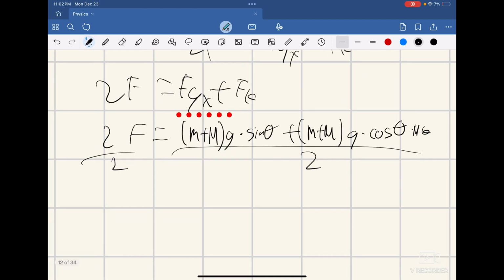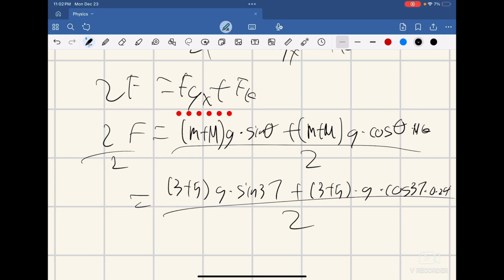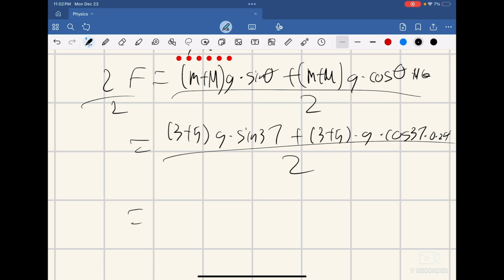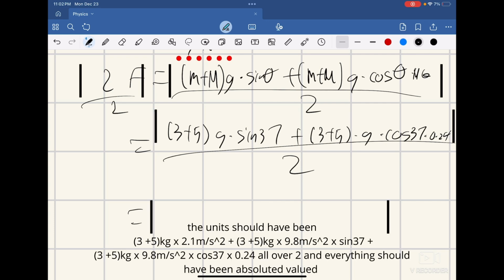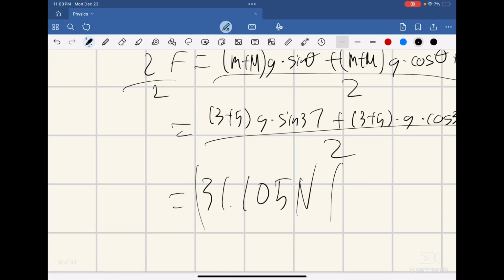We'll divide both sides by 2, and then we'll just plug the values in. 3 plus 5 times g times sine 37 plus 3 plus 5 times g times cosine 37 times 0.24 over 2, and that gives us the value. So 8 times 9.8 times sine 37 plus 8 times 9.8 times cosine 37 times 0.24 divided by 2. That gives us 31.105 newtons for F, the magnitude. Then you have to take the absolute value of both sides, but it's positive, so it doesn't really matter, right?